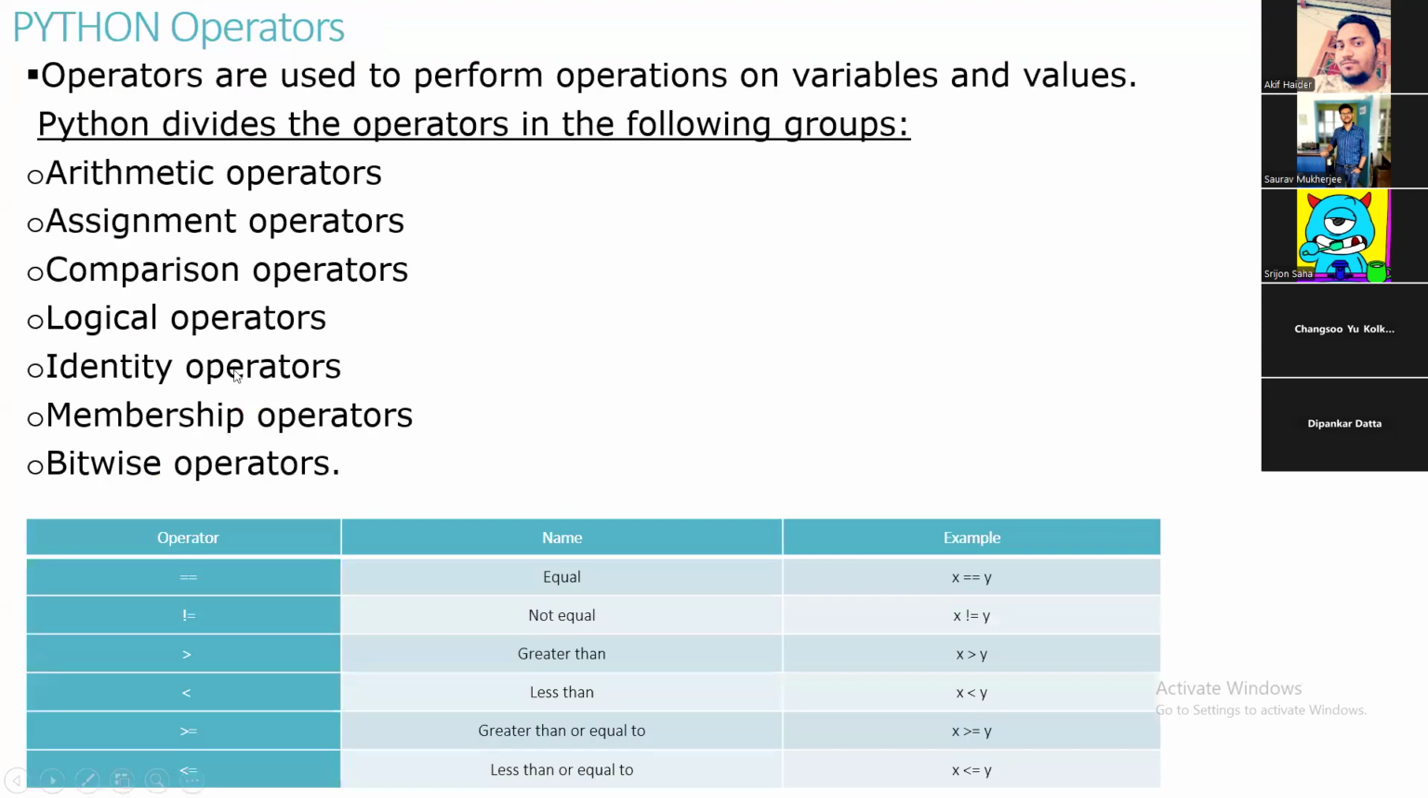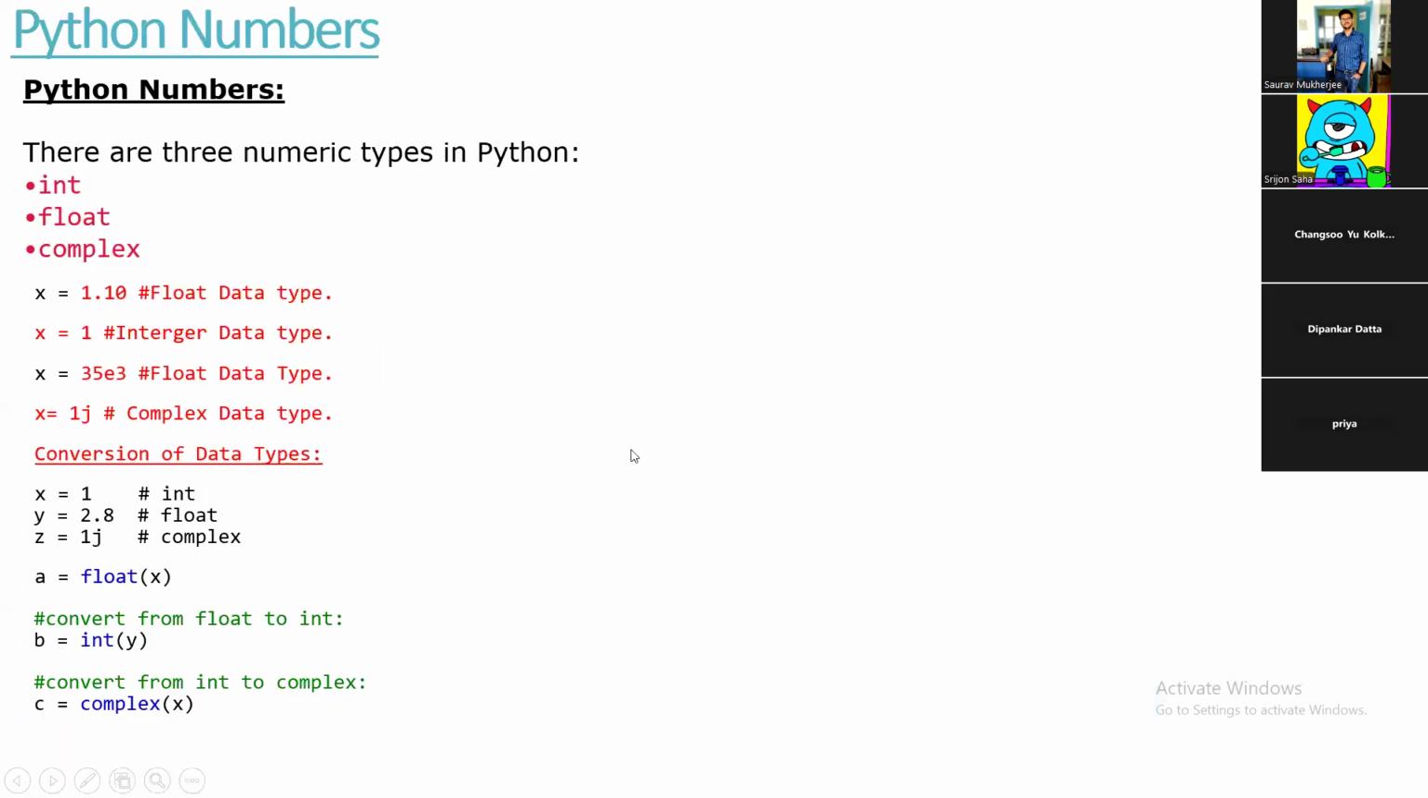Now, this is very, very important, the Python operators. Because for some problems, we have to use equal to, multiplication, comparison, logical operators. So there are so many operators. Operators are used to perform operations on variables and values. Python divides the operators into the following groups: arithmetic operator, assignment operator, comparison operator, logical operator, identity operator, membership operator, and bitwise operator.